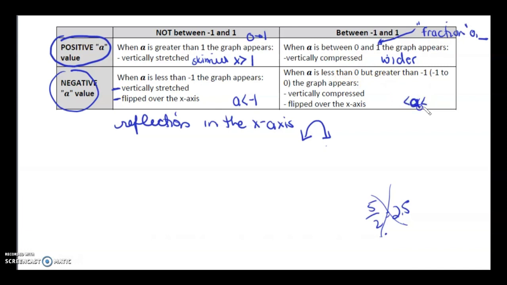And when a is less than 0 but greater than -1, oh, I'm putting x. I mean a. I need to change these. Yep, that's it. Okay, when a is between basically -1 and 0, we're still vertically compressed, but because it's negative now, again, we're flipping over the x-axis.